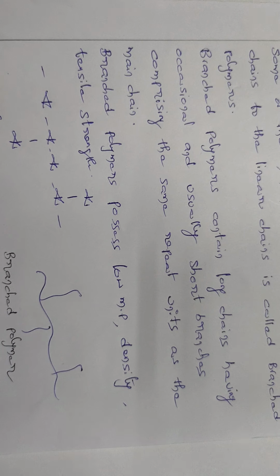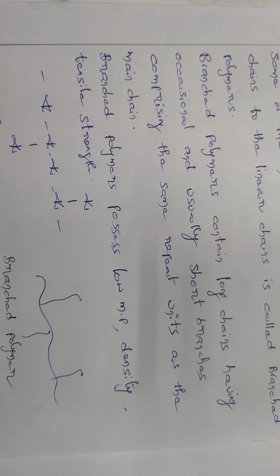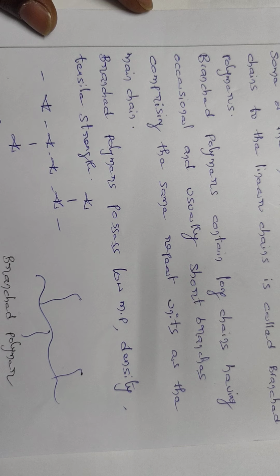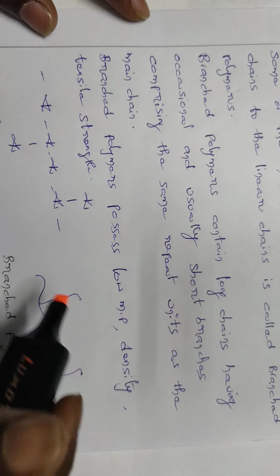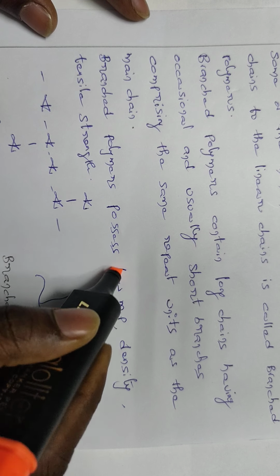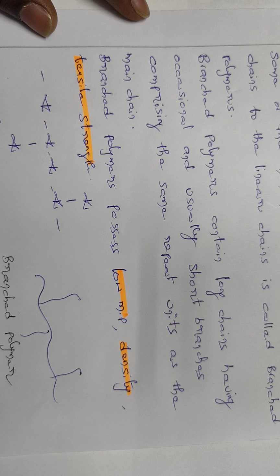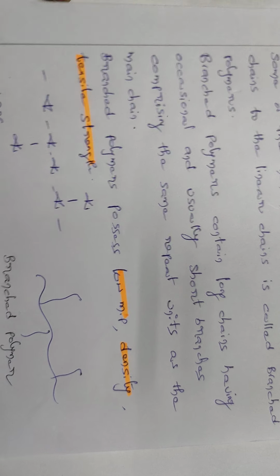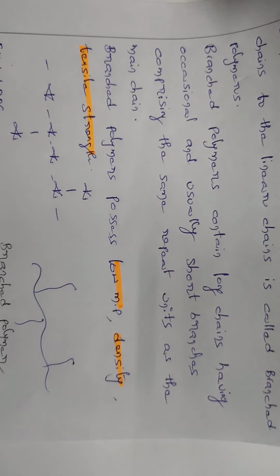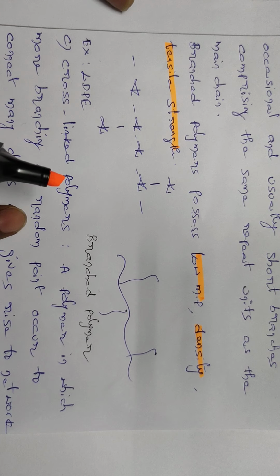So what is the difference between branched polymers and linear polymers? Linear polymers have high melting point, density, and tensile strength. Comparing with linear polymers, branched polymers possess low melting point, low density, and low tensile strength. So the structure is like that.